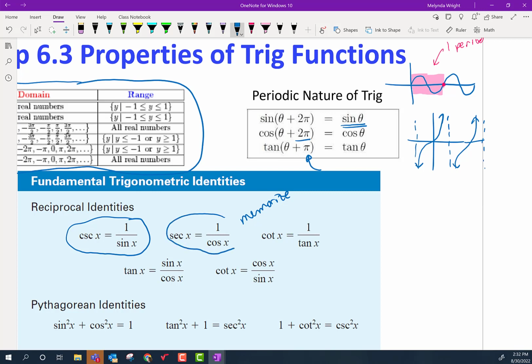Cosecant is the reciprocal of sine, secant is the reciprocal of cosine, and I really wish the C's matched and the S's matched. It would be so much easier, I think, if they had made cosecant go with cosine, so they match, but they don't. I guess that's what makes me remember that they're reciprocals of each other, because cosecant goes with sine and secant goes with cosine. Cotangent and tangent, those are reciprocals of each other.